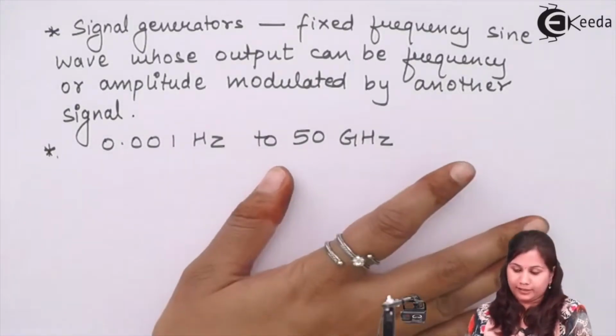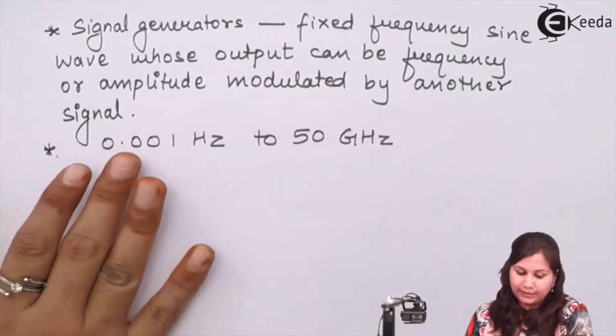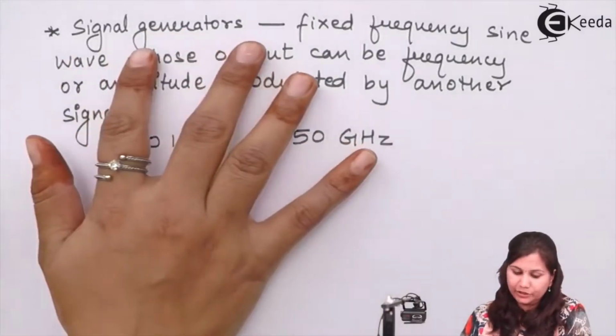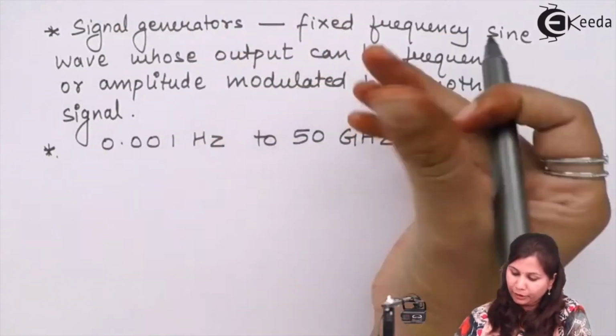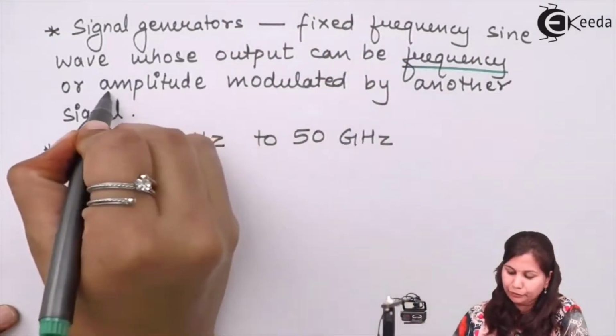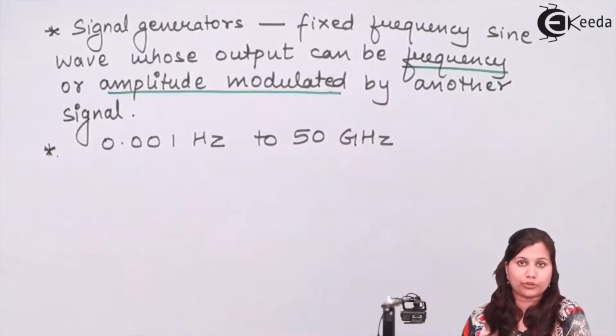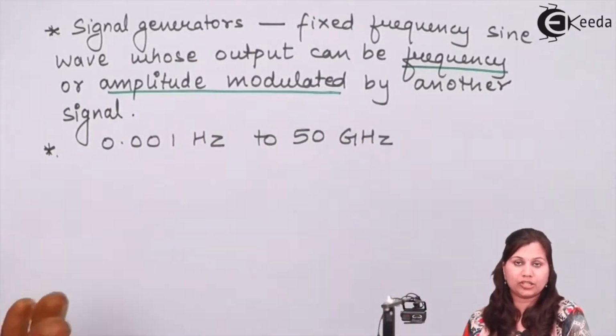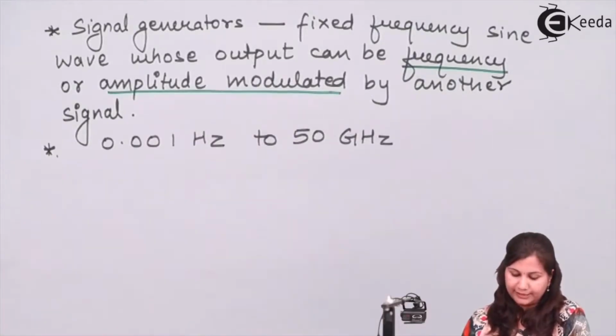Now as you have seen, in the signal generator both frequency modulation and amplitude modulation are used. So how this frequency and amplitude modulation is achieved in the signal generator, let's see.